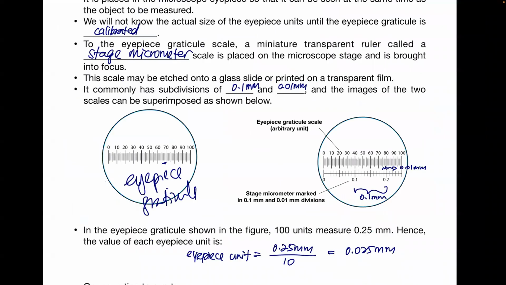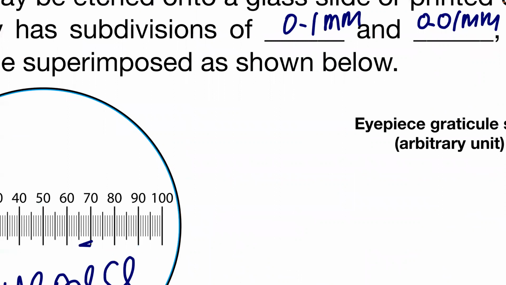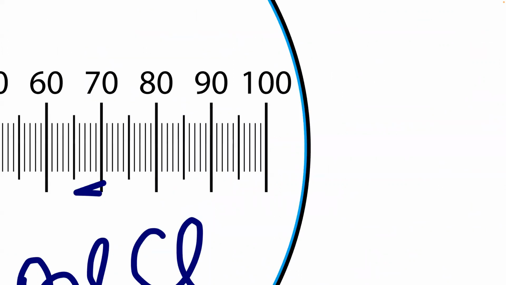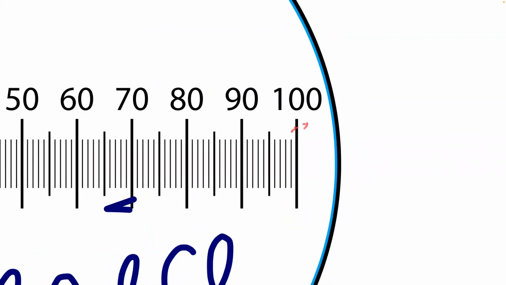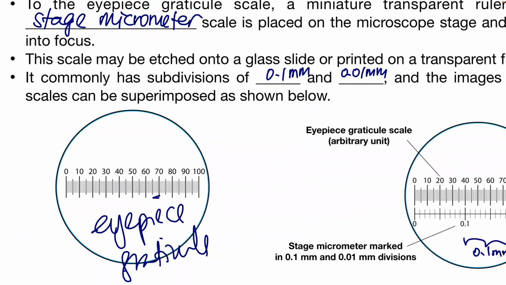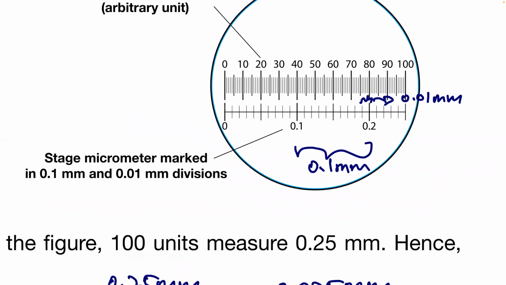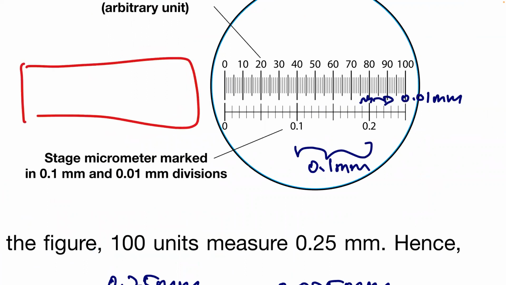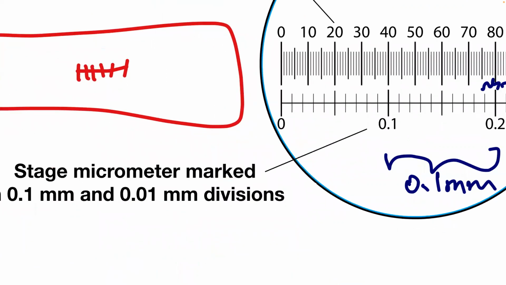But the thing is, what is the calibration? Here we know there are 100 divisions on the eyepiece reticule, but we do not normally know the size of each division. That's why we rely on another instrument called the stage micrometer. Under the microscope, you can also put a little scale. Let's say this is a slide. On the stage micrometer, which is another scale, this is under the objective lens.